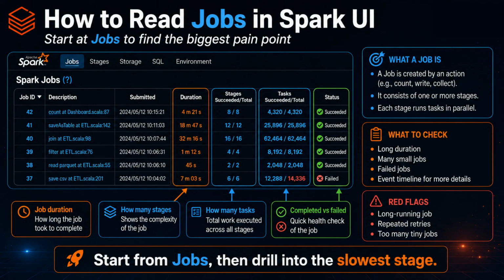A good Spark UI investigation usually starts at the jobs page. A job is created when you trigger an action, such as count, write, collect, or save. Each job can contain one or more stages, and each stage contains many tasks. When you open the jobs page, start by looking at duration. Long job duration is the first clue that something may be wrong. Then check how many stages were involved, how many tasks ran across those stages, and whether the job succeeded or failed. You should also watch for red flags, such as repeated retries, many tiny jobs, or a long-running job that clearly stands out from the rest. The simple rule is this: start from jobs, then drill into the slowest stage.